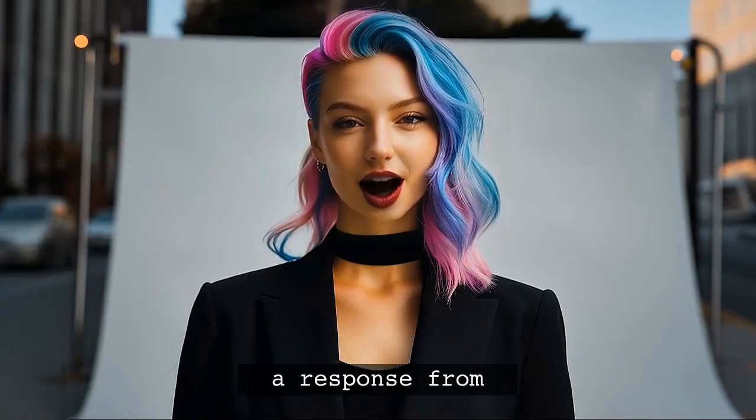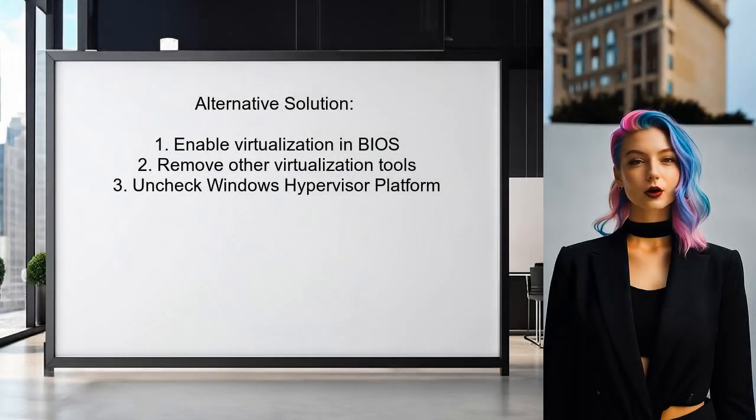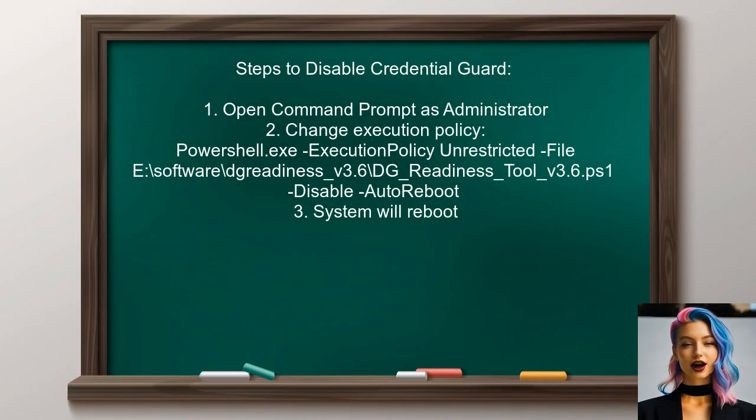Now, let's see a response from a different user. An alternative solution for Docker installation issues on Windows 10 Home Edition involves several steps. First, enable virtualization from your BIOS settings. Next, ensure that only one virtualization tool is active, so remove any others, including unchecking the Windows Hypervisor platform in the Windows Features menu. Then, disable Credential Guard.